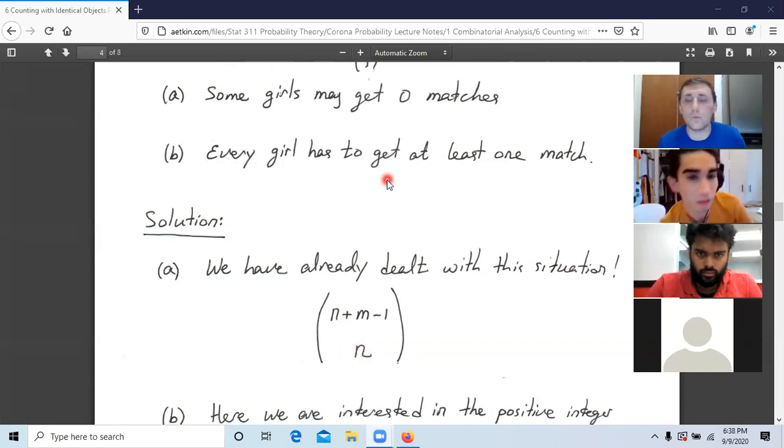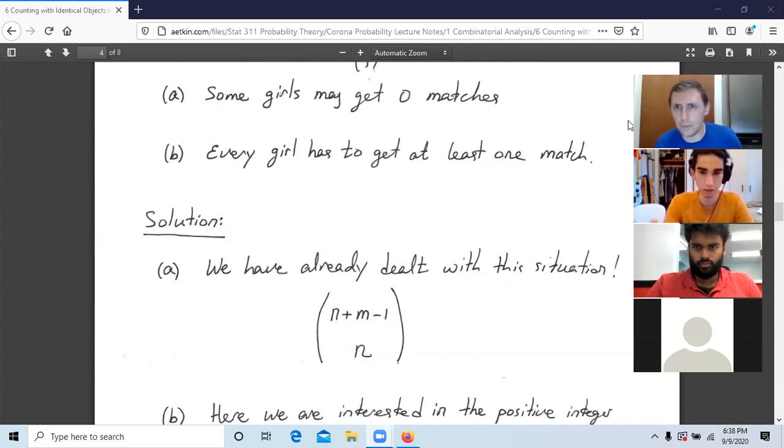Now the question is, what do we do if we are not allowed? This is counting possibilities where some of the girls might not be getting any matches. If we are not allowed to do that, each girl has to get at least one match. This is what I suggest we do. Do you need to think about it more, or would you like me to go over it before I continue?